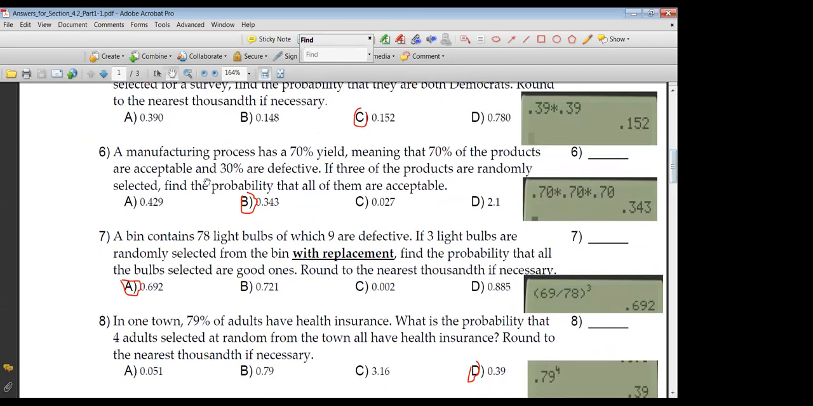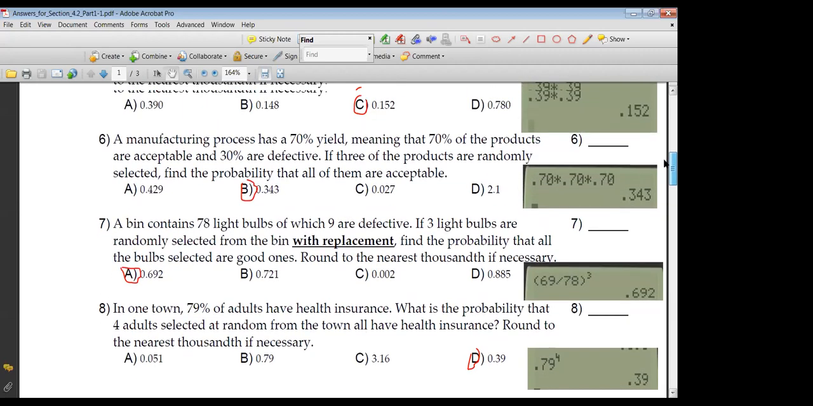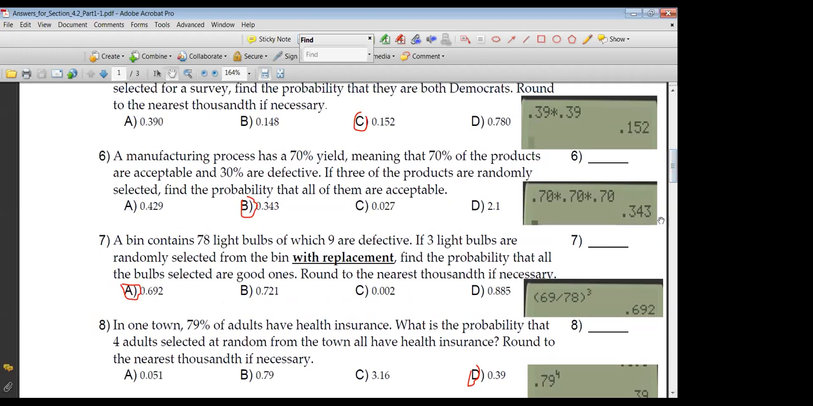Same thing in number six. He doesn't give me a raw count. He's giving me percentages. Hey, the probability of this manufacturing process, 70% of the products are acceptable, 30% are defective. If I pick three products, find a probability that the first and the second and the third were all acceptable. Well, it's 0.70 for the first times 0.70 for the second times 0.70 for the third. I like that. 0.70 raised to the third power, 0.343. Don't need any parentheses.